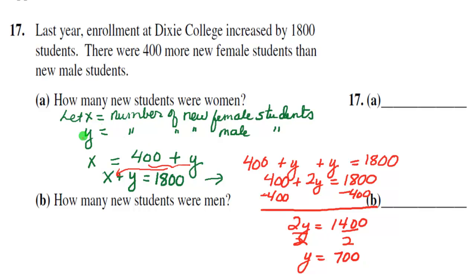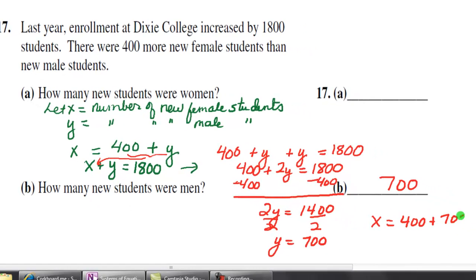So remember again that y was the number of new male students. So we've answered part B. There are 700 new male students. And x is 400 more than that. So the number of female students is 400 plus 700, or 1,100 students. And that answers part A.